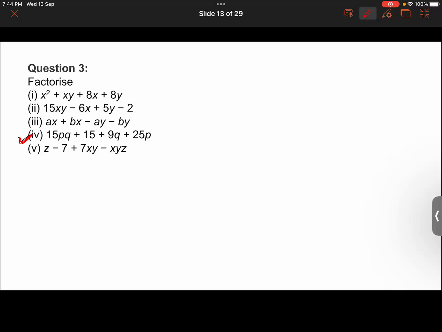So question number 4, solve this one, and question number 5. Arham, this question is for you also. Question number 4 and 5, solve these two questions using the regrouping method.